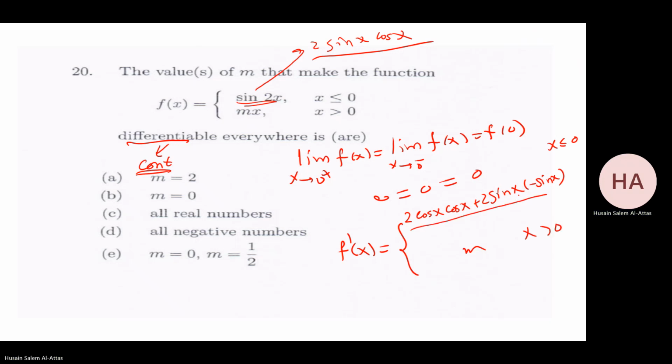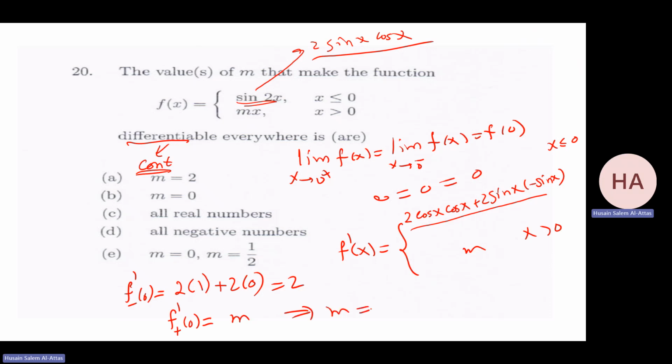And this one, so it means at x equals 0, this will give you, and this will be, so f prime from the left at 0 is what? 2 times 1 plus 2 times 0, which is 2. And f prime from the right at 0 will be m. So that means m equals 2. So this is the answer.